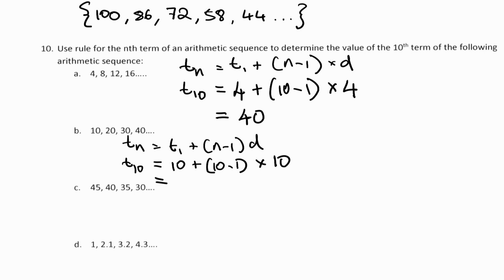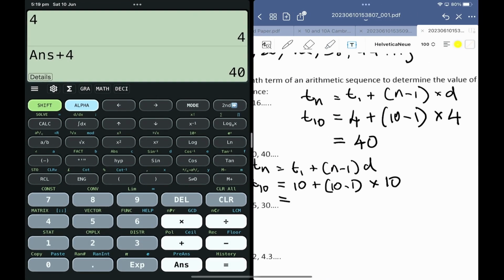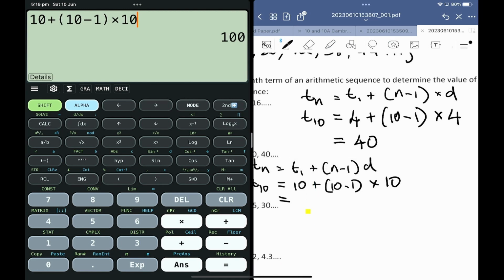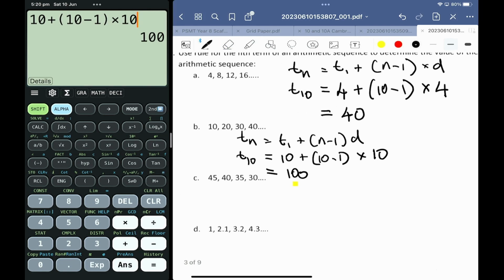We plug that into the calculator. 10 plus 9 times 10 is... Plug it straight in exactly as you read it, and you get 100. There you go. All right. Next one.